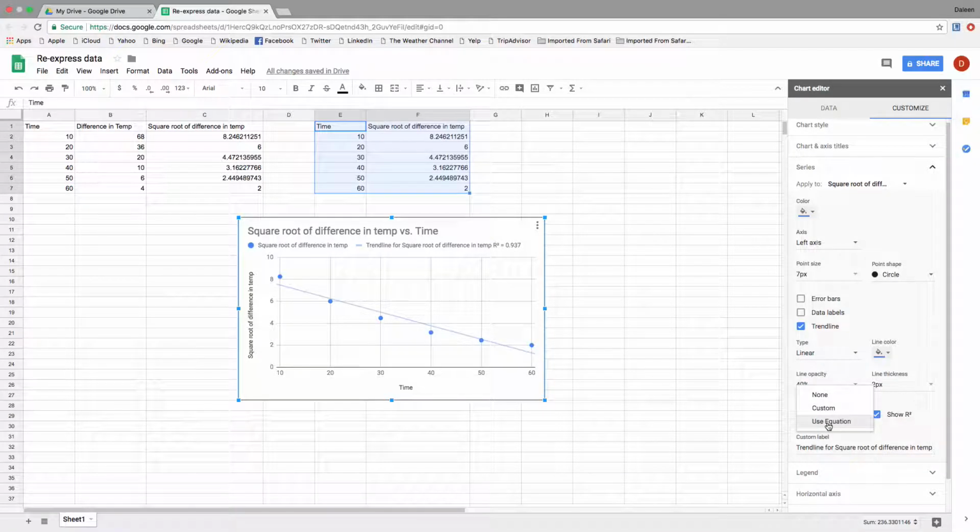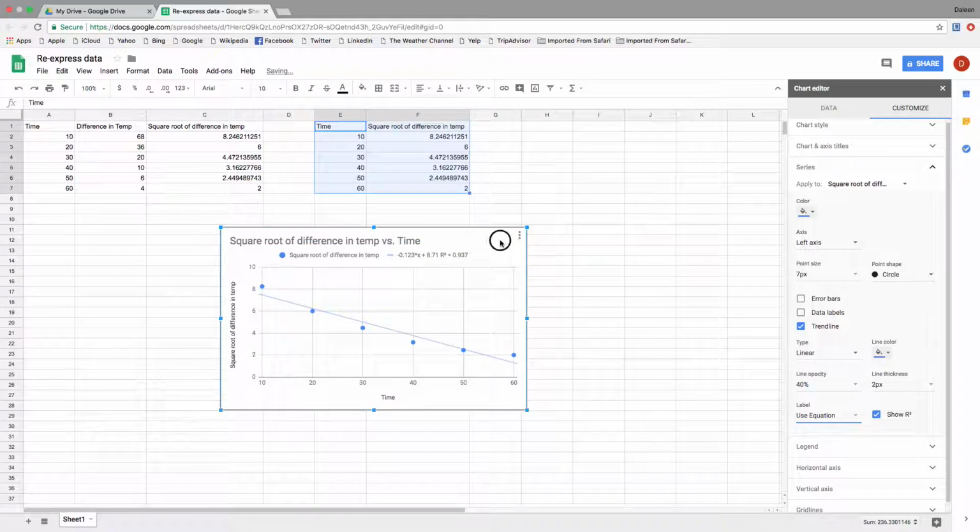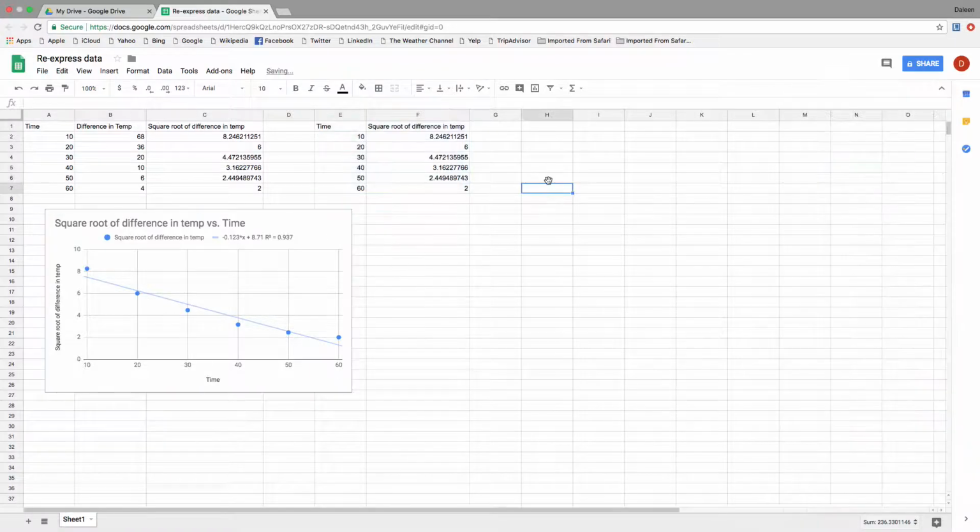And let's look at the use equation. So it gives us an equation here. So I'm going to do the same thing, make a residual plot, and take a look at that. So let's do predicted.